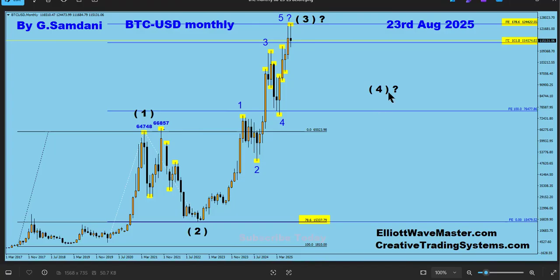So my take was that the rule of thumb is that wave 4 usually goes back to the last wave 4, which is the wave 4 of this wave 3, blue wave 4 of this black wave 3. Right. So somewhere here we're supposed to have wave 4.